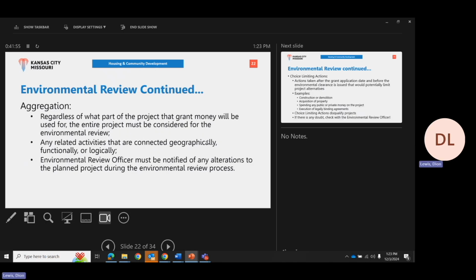Environmental review continued. Regardless of what part of the project the grant money will be used for, the entire project must be considered for the environmental review. Case in point, Ray Park. They want to say, "Hey, I'm just doing this section for right now." Ray Park is almost 40 acres. I have to do the environmental review for the whole 40 acres, not just for this section. Obviously, the larger the project, the longer it's going to take.